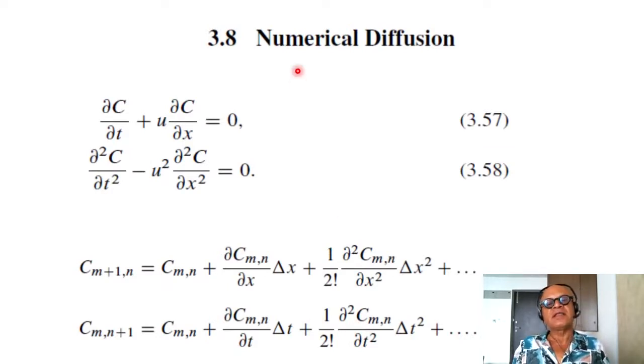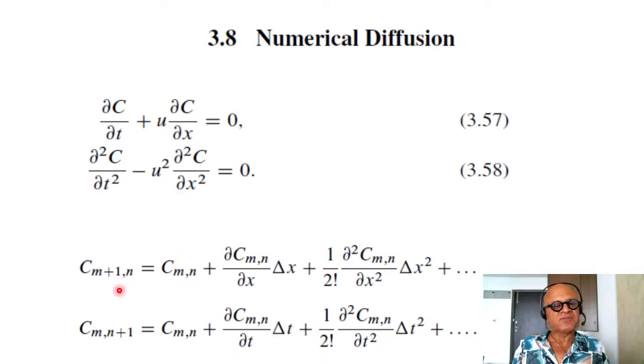So that then brings us to numerical diffusion as the last section. So let's look at our advection equation again, and the wave equation, d squared c dt squared minus u squared d squared c dx squared.